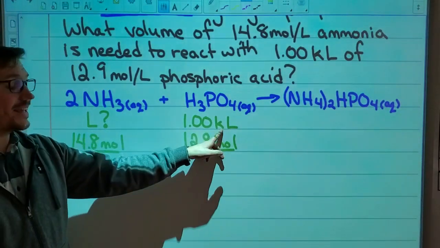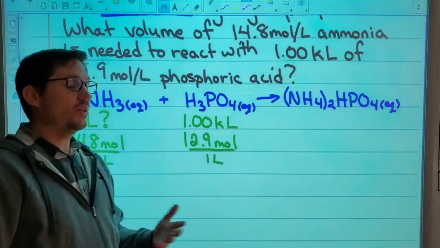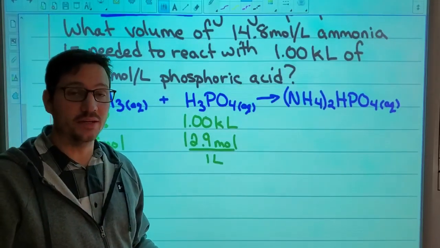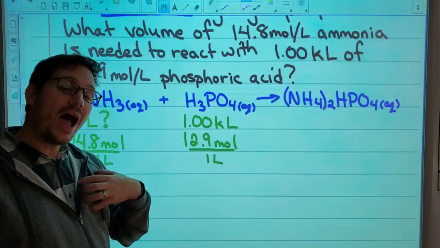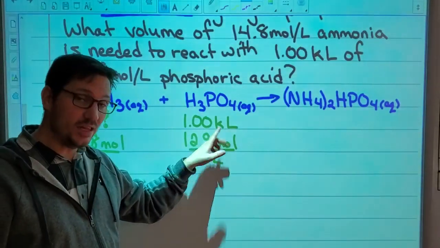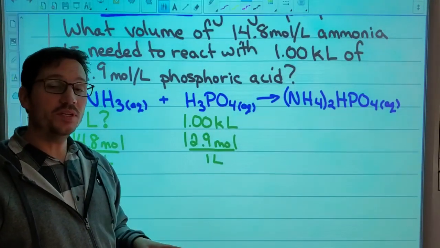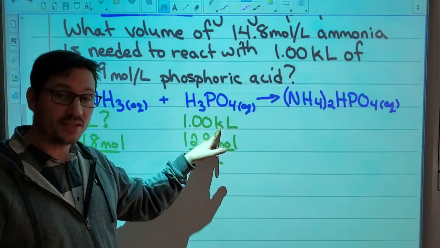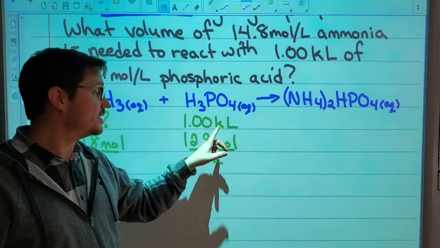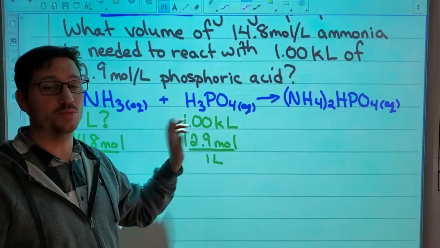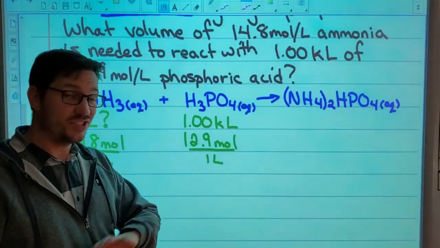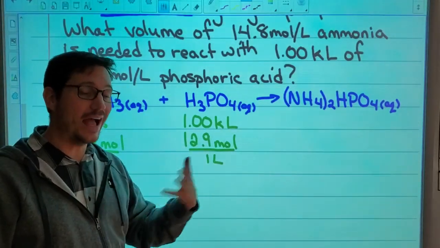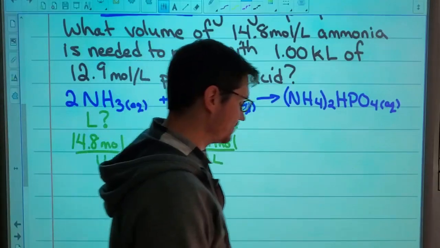Now, if you don't know what a kiloliter is, that's totally fine. It's like a kilometer, but just for liters. So it's 1,000 liters. Now, I want us to keep the kilo in there because when we do unit analysis, it's really easy to deal with prefixes. It really is truly easy to deal with prefixes when we're doing unit analysis. So just leave the kilo in there, and I'll show you how to deal with it in our unit analysis.